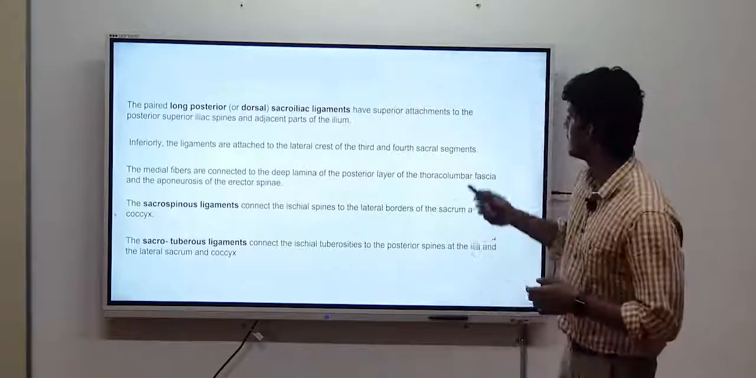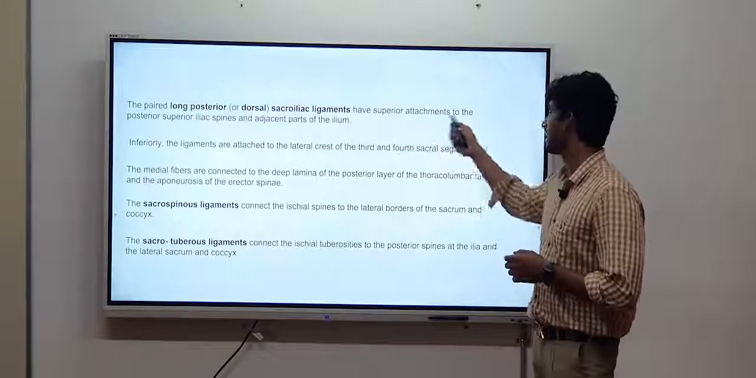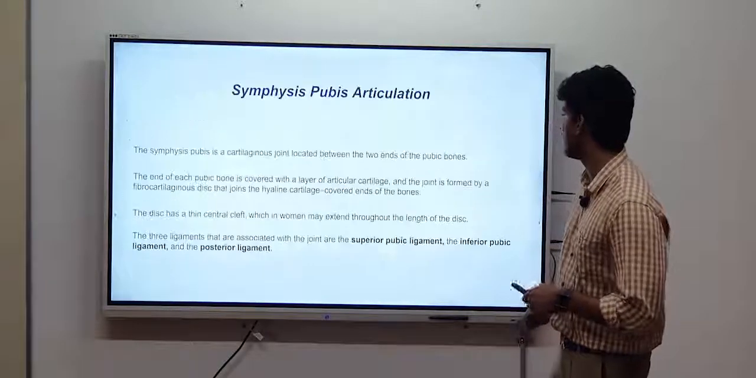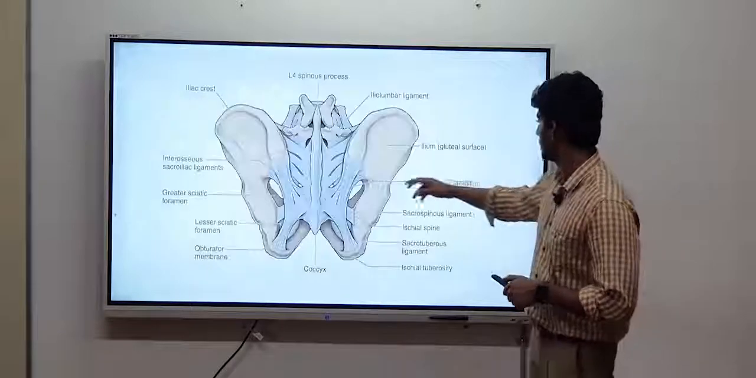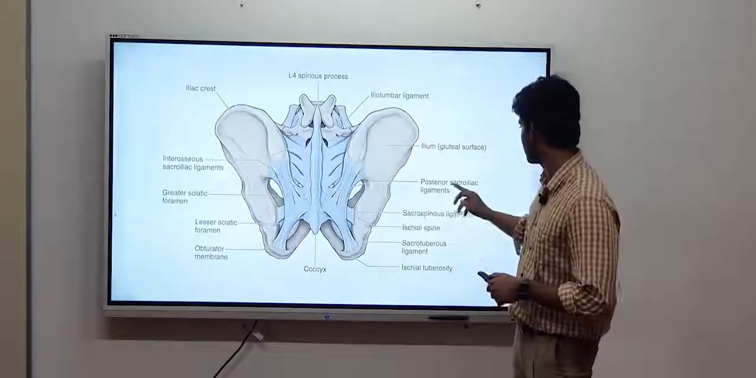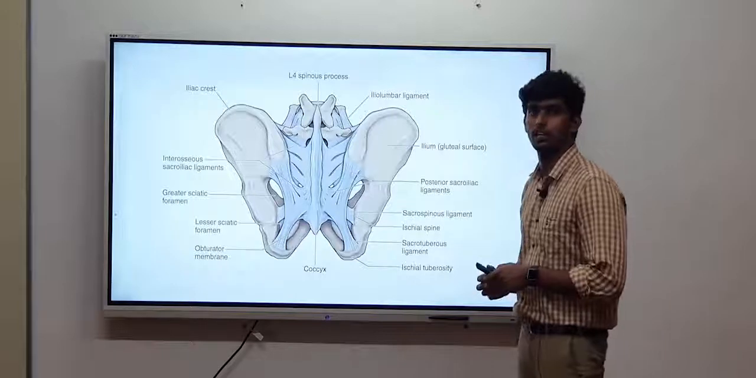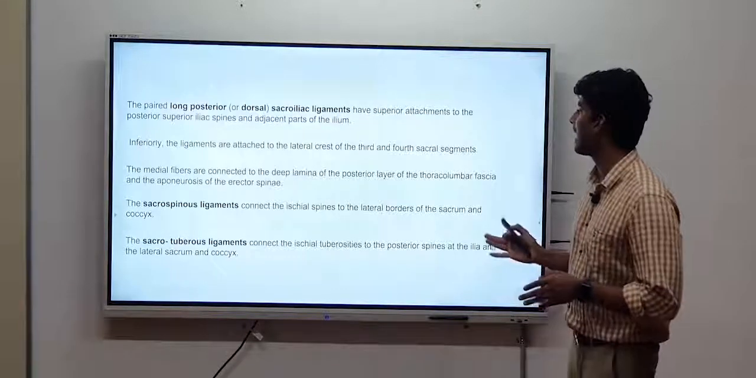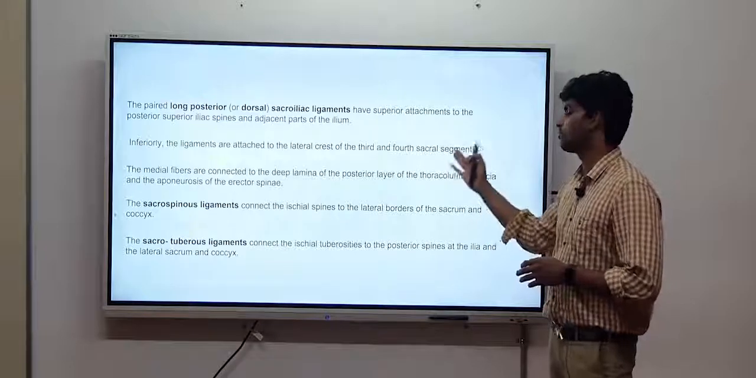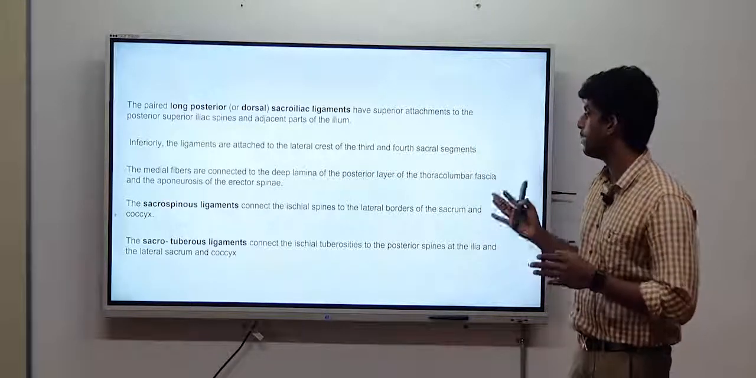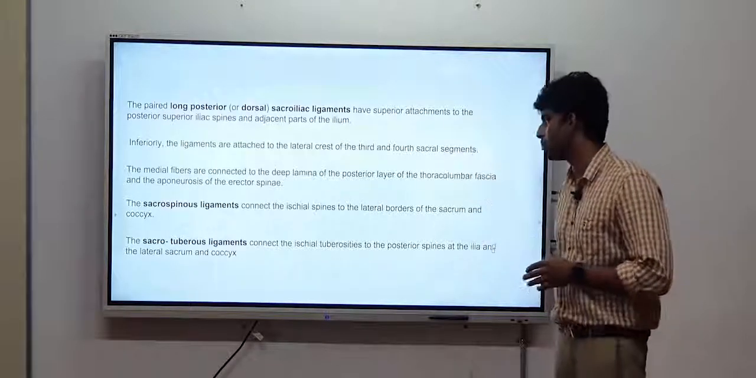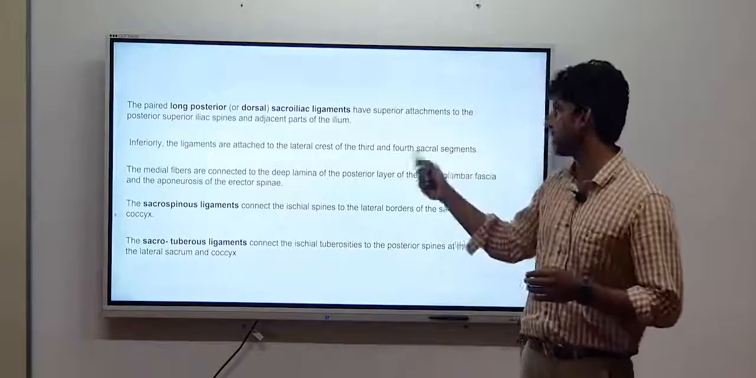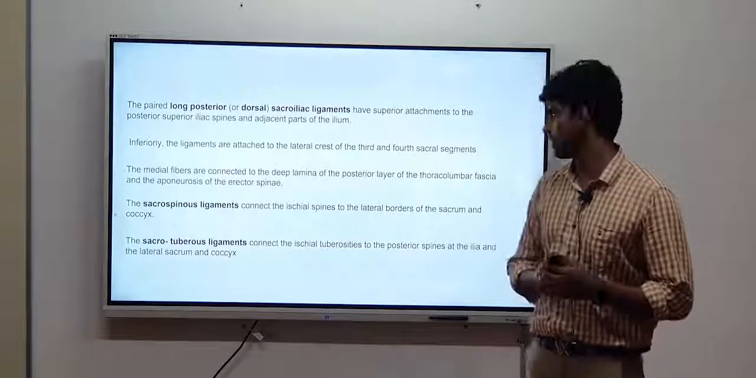The long posterior sacroiliac ligament has a superior attachment to the posterior superior iliac spine and adjacent part of the ilium. See here, the posterior sacroiliac ligament is getting connected with the ilium. Inferiorly, the ligaments are attached to the lateral crest of the third and fourth sacral segments. The medial fibers are connected to the deep lamina of the posterior layer of the thoracolumbar fascia and the aponeurosis of the erector spinae.